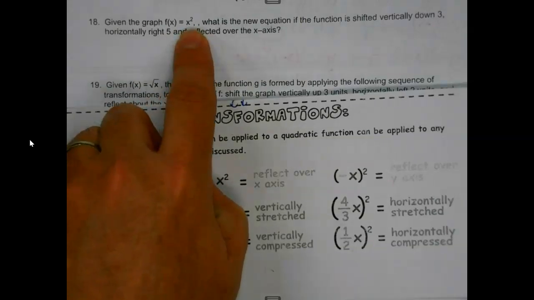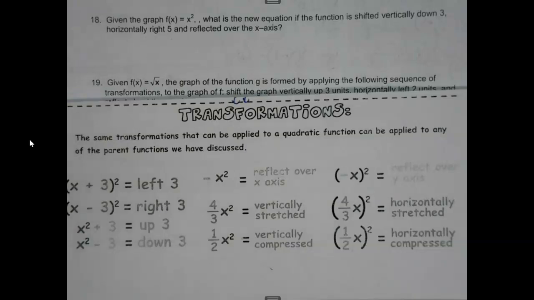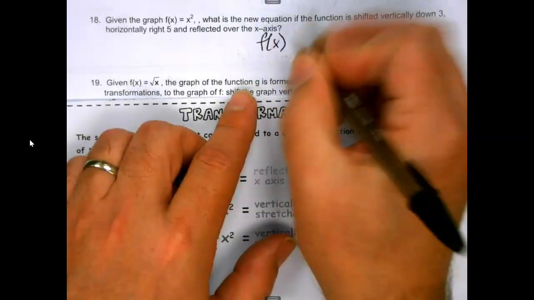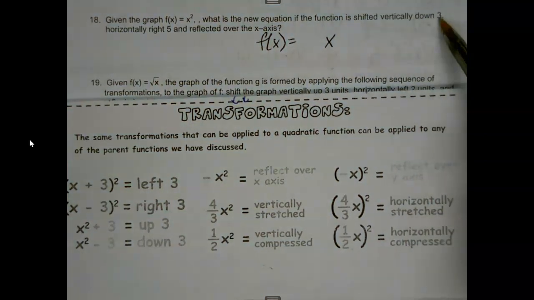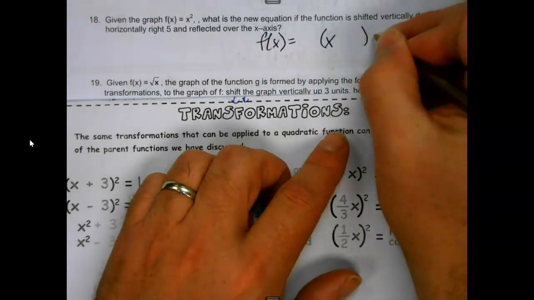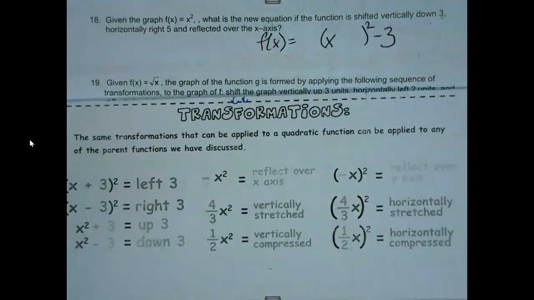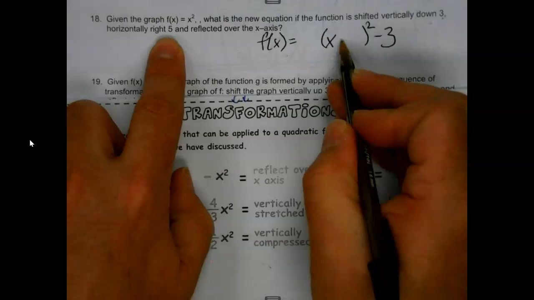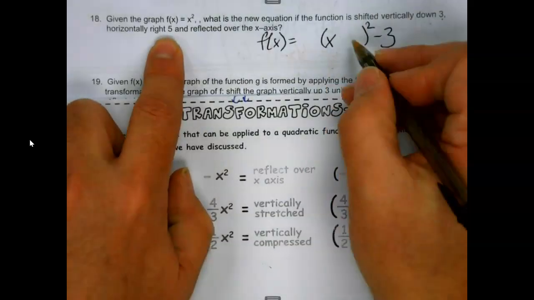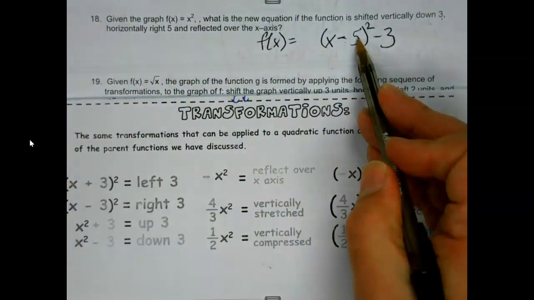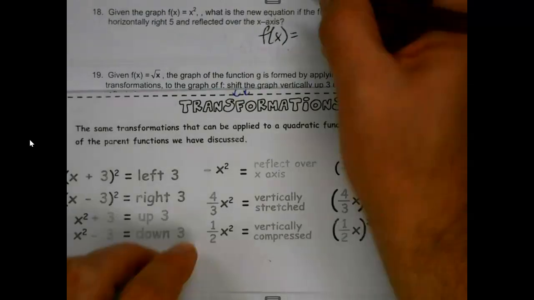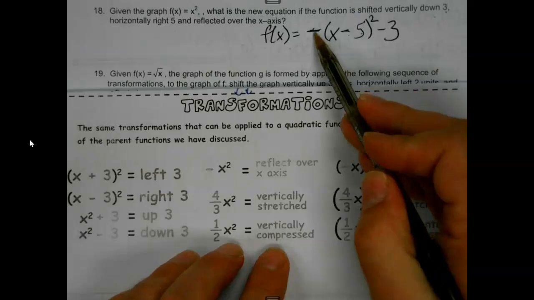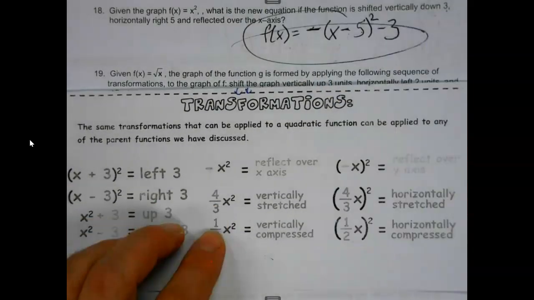Given a base graph, given a parent graph, what is the new equation if the function is shifted vertically down 3, horizontally right 5, and reflected over the x-axis? Let's do this in bits. We know x is going to be involved somehow. Down 3, so we know it's squared, so down 3 has to be at the end. Right 5, what am I going to put in the parentheses? Minus, because minus is right when we're inside, just like it is here. And reflected over the x-axis, just slap a negative in front. Reflect over the axis, right 5, down 3. Bingo.